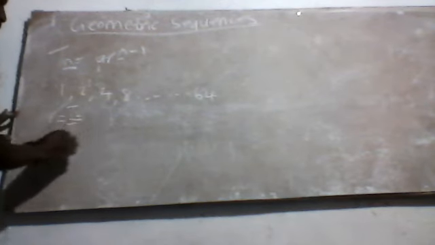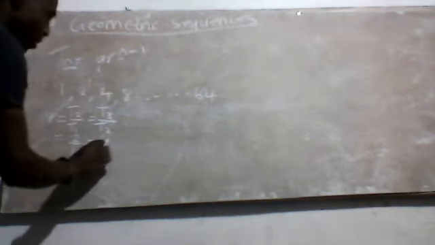So, guys, if I were asked to find the equation of that geometric sequence, remember they will tell me that this is a geometric sequence. So for a geometric sequence, when we divide the second term by the first term, it should be the same as when we divide the third term by the second term. This is a common ratio.